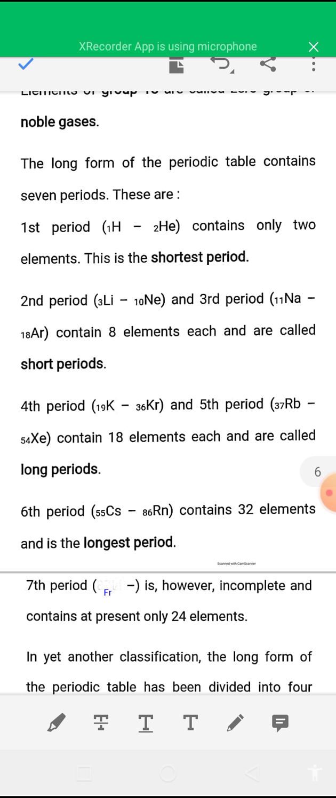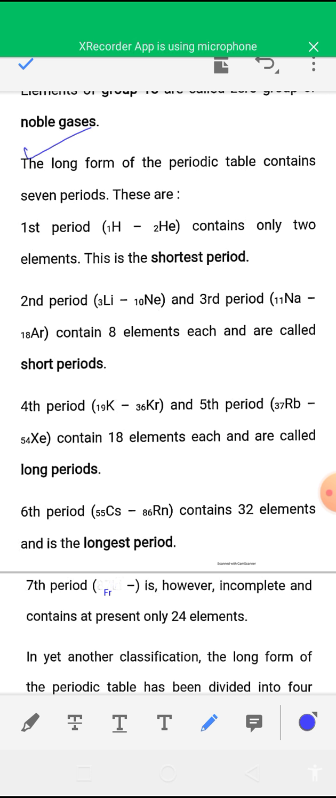And the long form of the periodic table contains 7 periods. Now I'll describe the periods. Period 1, that is the first period, contains hydrogen and helium. Only 2 elements are present in the first period, and this is the shortest period of the periodic table.